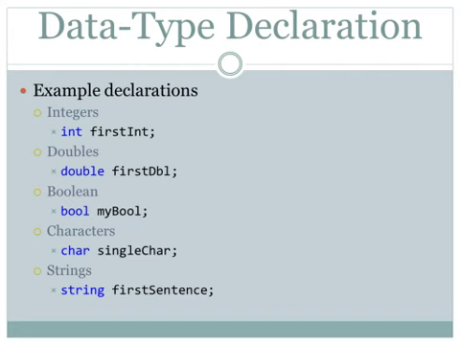For integers, the keyword is int, and here we have named our integer first int followed by a semicolon. Doubles, the keyword is double. We have named our variable first DBL followed by a semicolon. For booleans, the keyword is bool. For characters, the keyword is char. And for strings, the keyword is string.